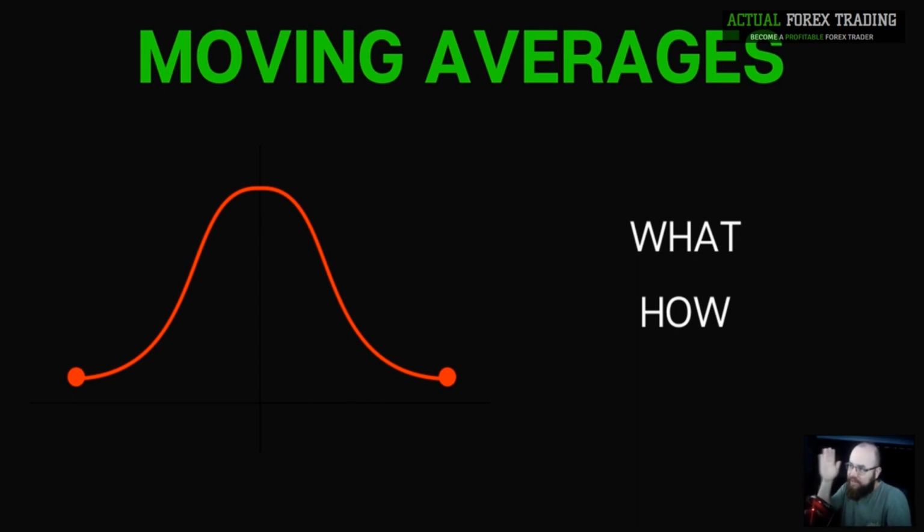Next candle closes, it takes that candle plus 49 back, so 50 candles in total, puts the average down, joins all these averages together with a line, a bit like you see on the slide here, to create this line across the chart. It shows the average of price over time.